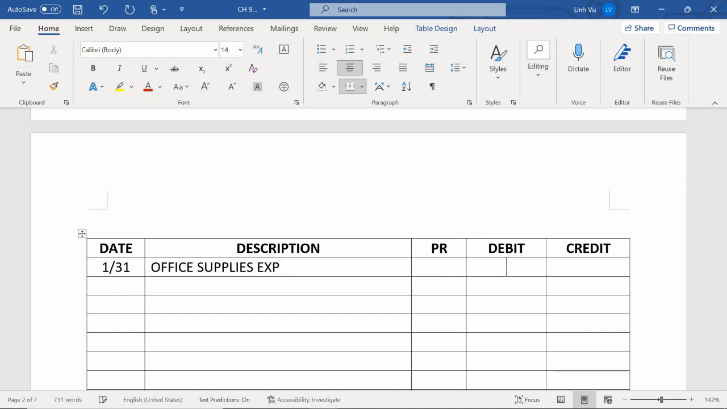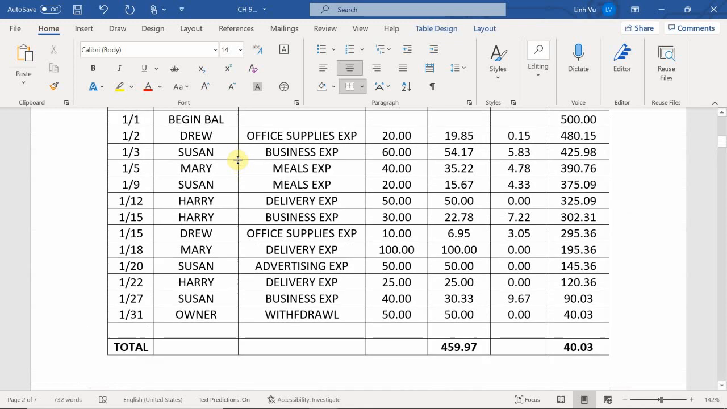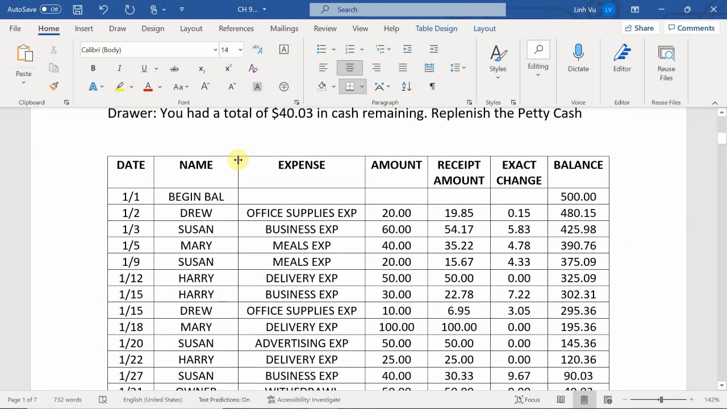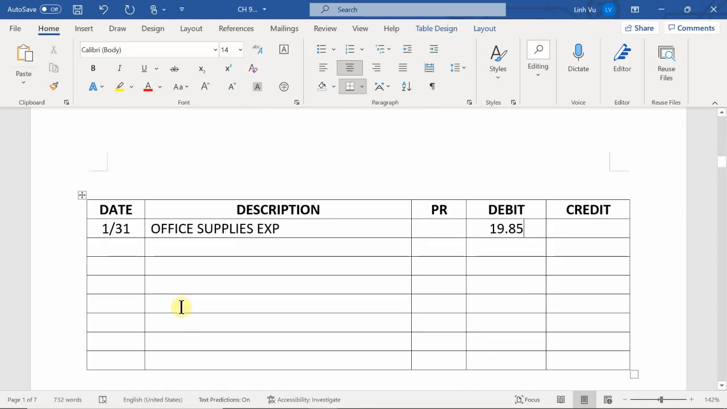Okay, for $19.85. Okay, that was the very first account I used. Next account here is that Susan took out some business expenses for $54.17.